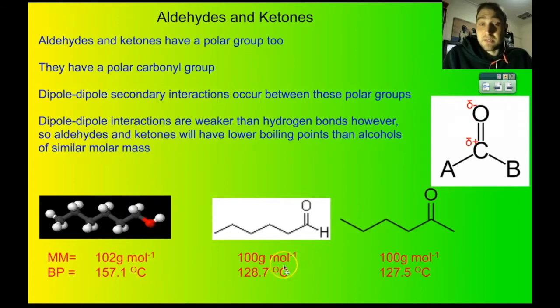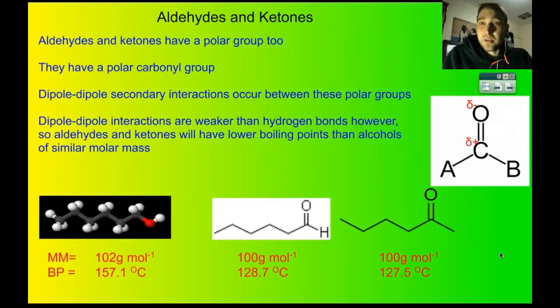And that has an effect if we have a look at the data. Here we're comparing hexan-1-ol, hexanal, and hexan-2-one. We can see they have a very similar molar mass, but the boiling point of the alcohol is 20 degrees higher, 30 degrees higher, compared to the aldehyde or the ketone.